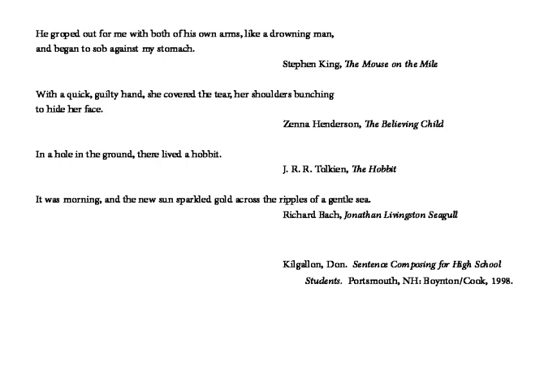Now these are some awesome sentences from professional writers. I found these all in a great book by Don Killgallon called Sentence Composing for High School Students. Why don't you just hit pause real quick and read these four sentences aloud to yourself and listen to see if you can tell where the prepositional phrases are. I'll just mark the first sentence for you. Here are some prepositional phrases. For me, with both, of his own arms, like a drowning man, against my stomach.